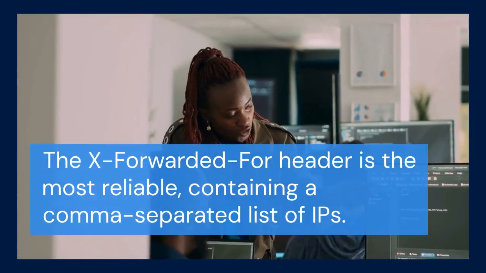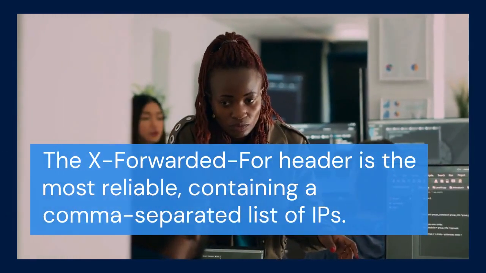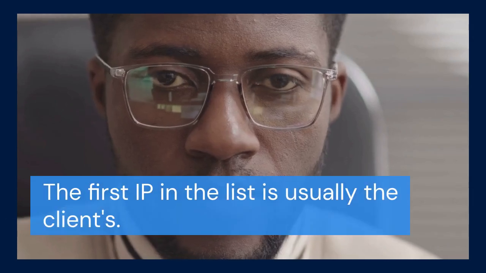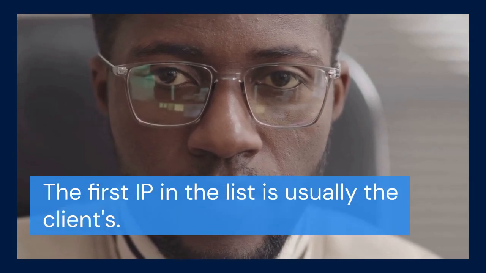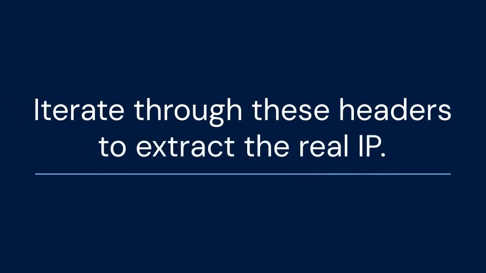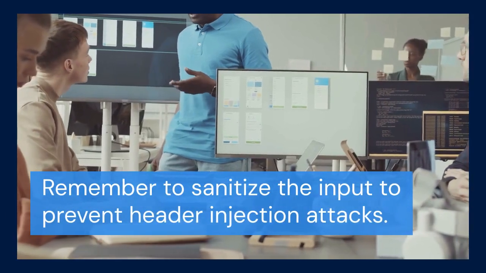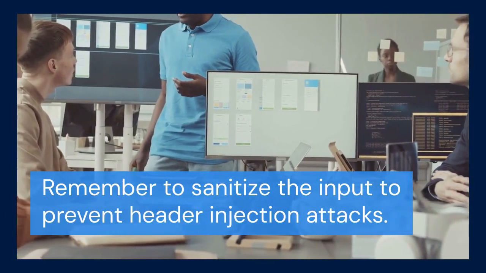The X-Forwarded-For header is the most reliable, containing a comma-separated list of IPs. The first IP in the list is usually the client's. Iterate through these headers to extract the real IP. Remember to sanitize the input to prevent header injection attacks.